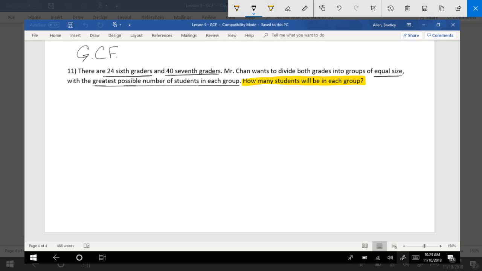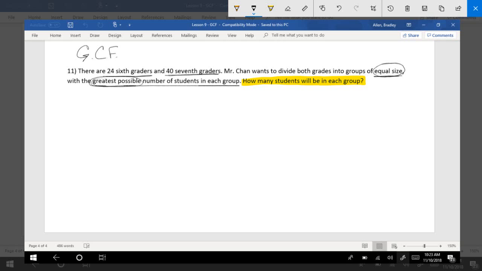So there's these sixth graders, there's these seventh graders, and Mr. Chan wants to divide the groups or the grades into groups of equal size. Okay, so there's always these specific restrictions or specifications in these story problems. So it's important to pay attention when it says something like equal size or greatest possible number of students in each group. So he's trying to make the largest sized group possible, and they have to be equal.